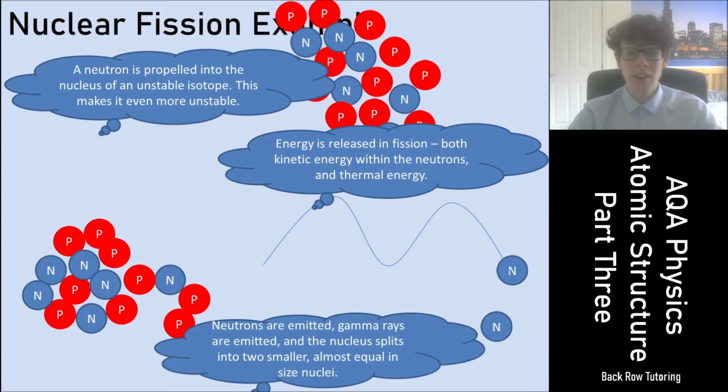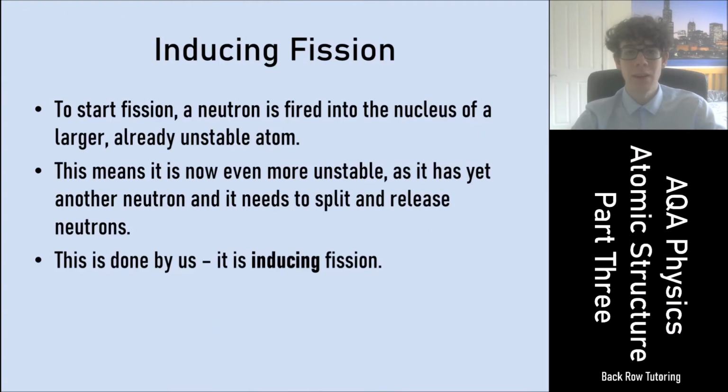So fission is hot. You can feel the heat from fission reactions, and that's the way that it gives up energy. But the neutrons also have kinetic energy, and of course there's gamma rays, which are very high energy electromagnetic waves.